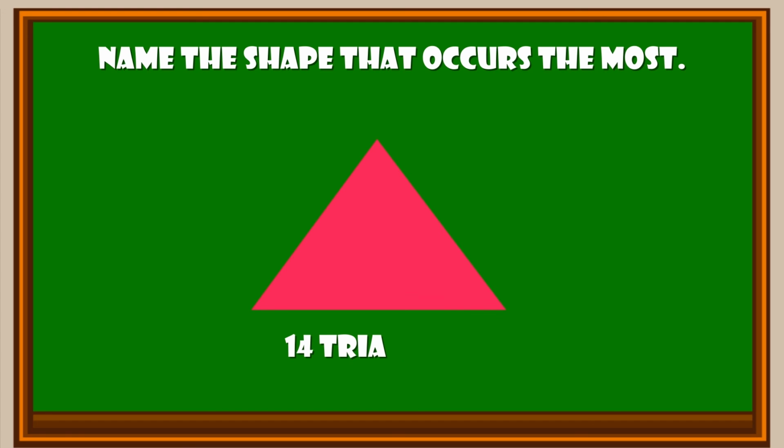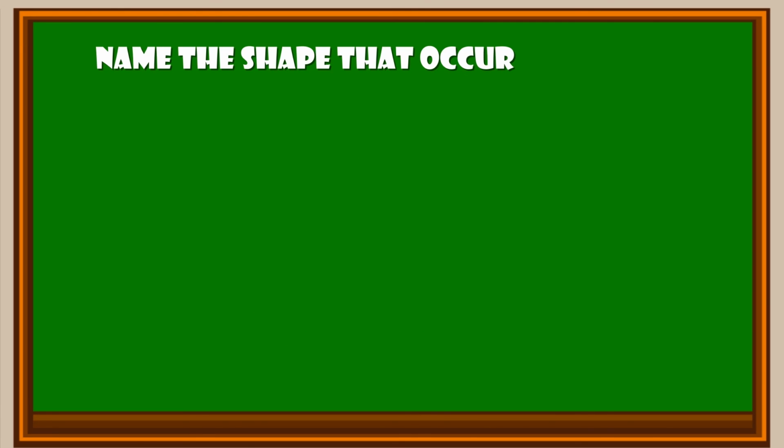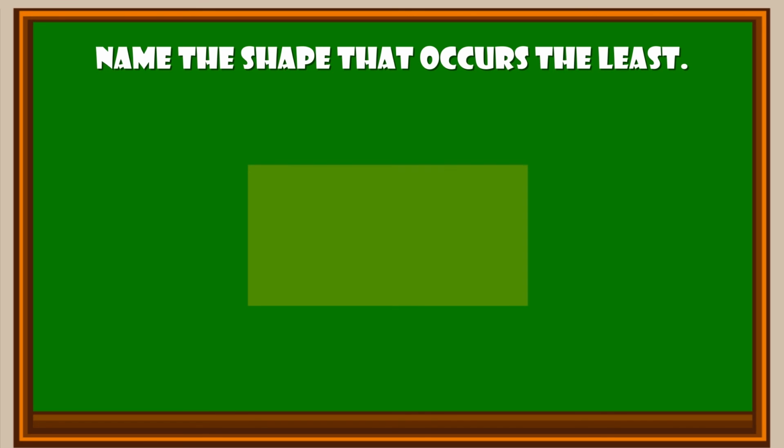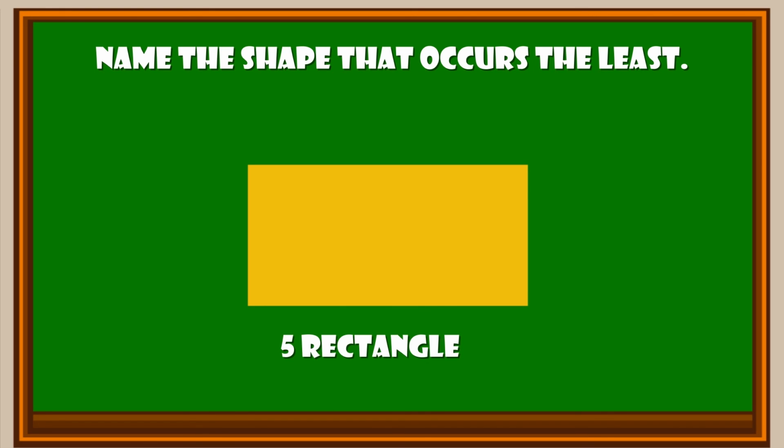Name the shapes that occurs the most. 14 triangles occurs the most. Name the shapes that occurs the least. 5 rectangles occurs the least.